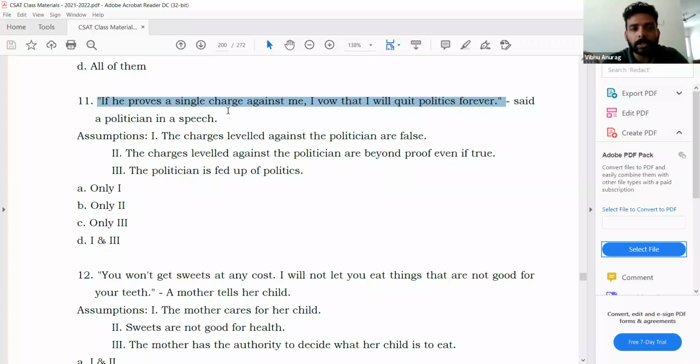So we have to find out the author's assumptions based on what we know. Yes, he's made a very bold claim that I will quit politics forever. What does that mean? That means he believes nothing can be proven. There is no proof. Does that mean that he's innocent? Who knows? Does that mean he's guilty? Who knows? Or let me rephrase that. Does that mean that he believes he's innocent or he believes he's guilty? We can't say. All we can say is this person is very confident that nothing can be proven. Have you got the difference? Okay. Deepan, is it clear? That based on the confidence you're saying he's innocent, that is your assumption. Okay, fine. So yeah, the answer is B, only 2.